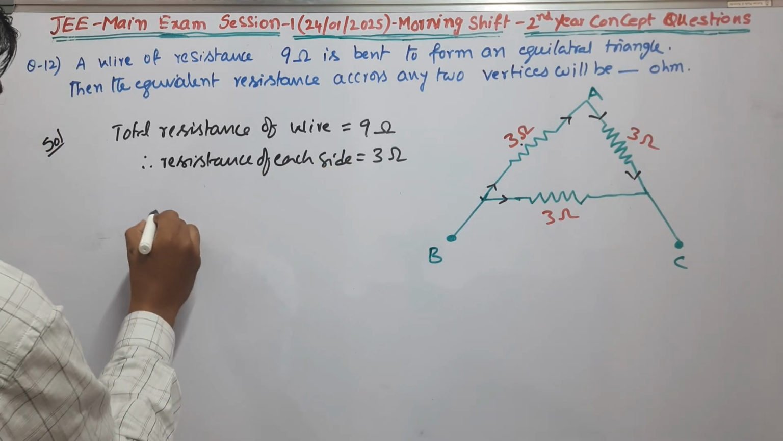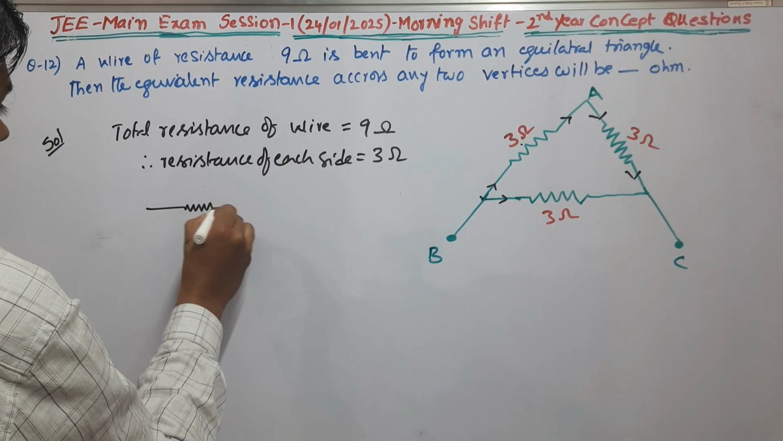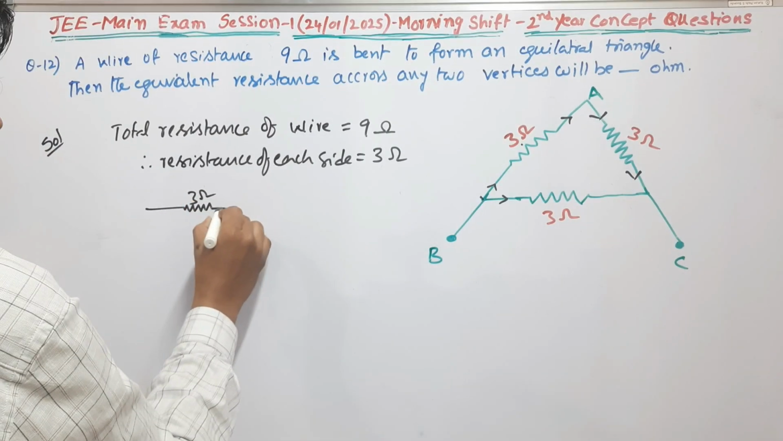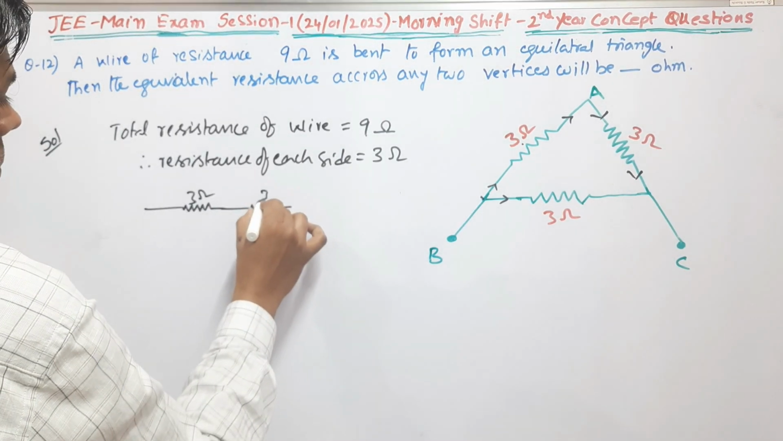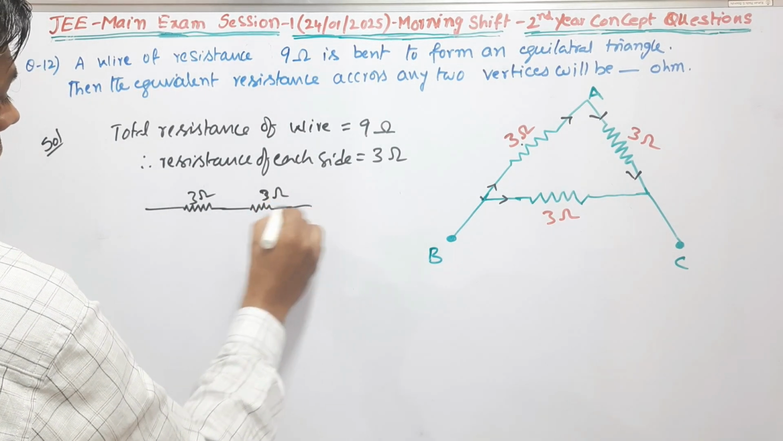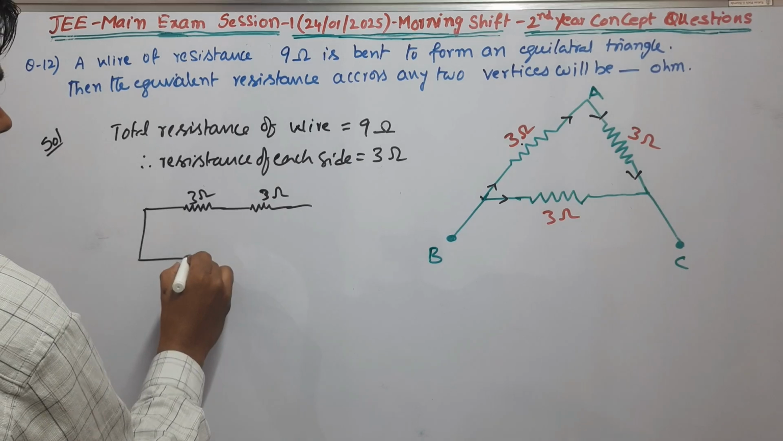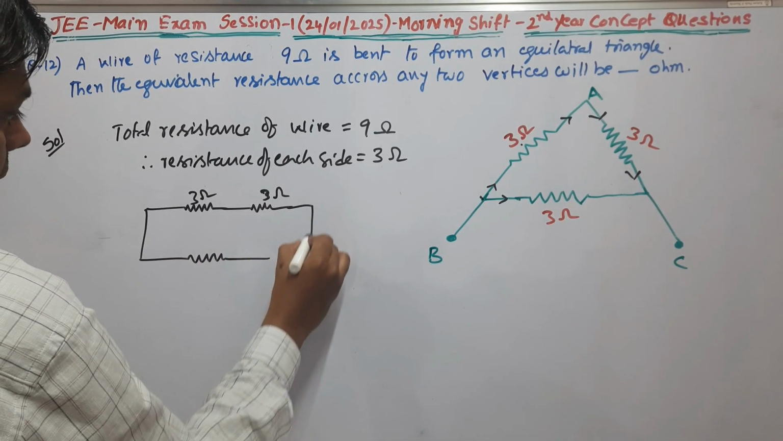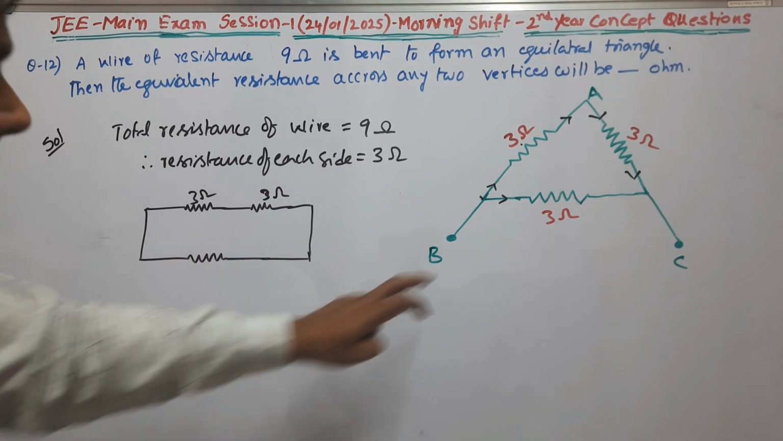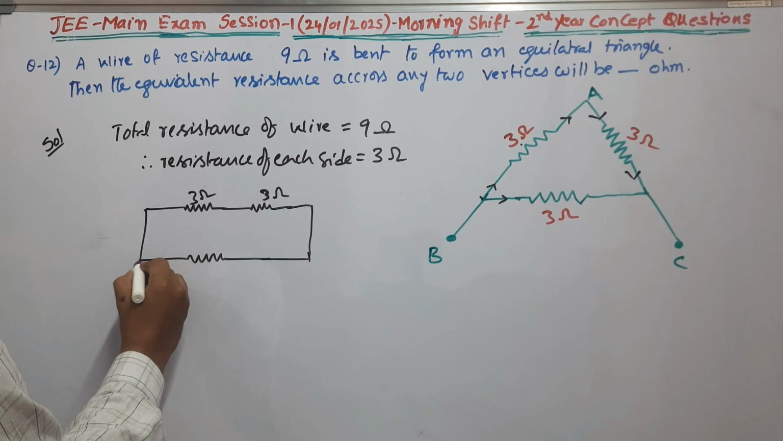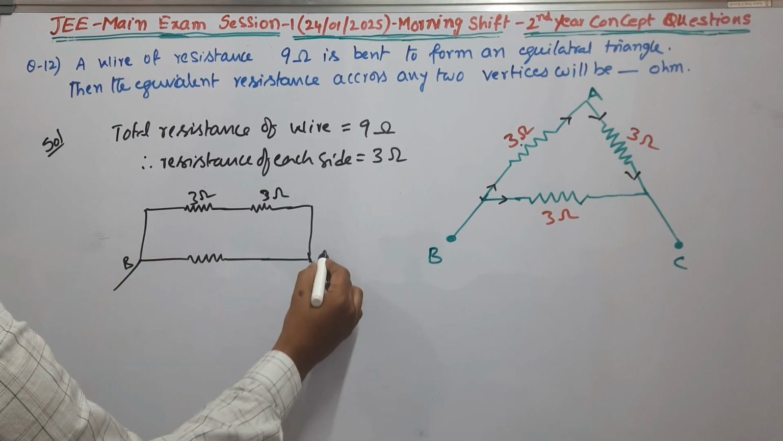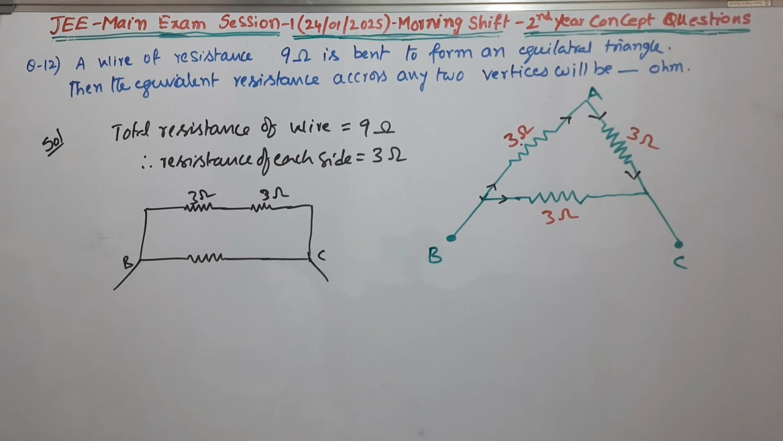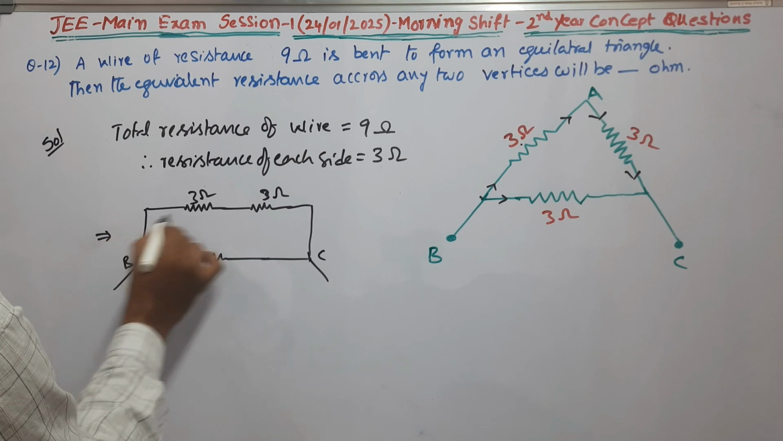So, it may be right like this. So, 3 ohm plus 3 ohm, these two are in series, isn't it? These two are in parallel with respect to this. Okay. So, this is B and this is called C, this is the given Y. So, what is the value of these 3?